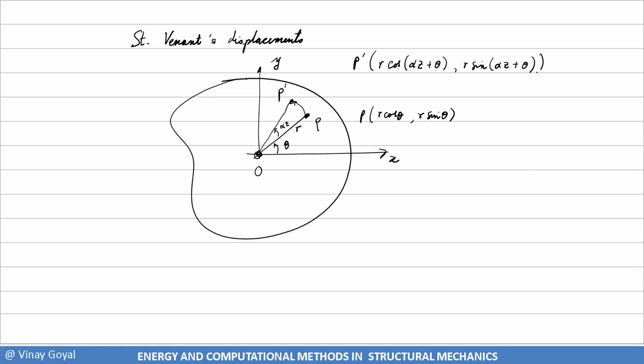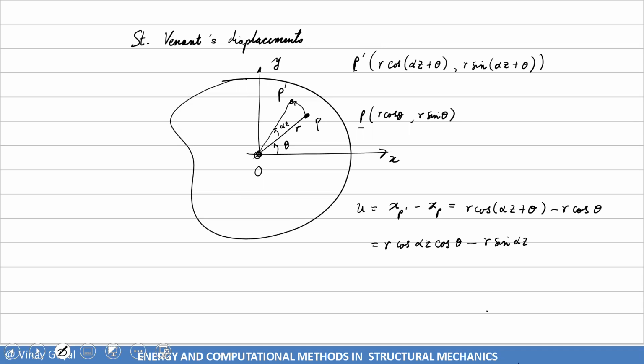So therefore, the deflection, how much deflection I had, really depends on how point P moved to P prime. And that's simply a calculation that we can do very easily. That's whatever coordinates I have at point P prime minus the coordinates at P. And I know what that is. That's R cosine of alpha z plus theta minus R cosine theta. And I can expand that a little bit. So let's expand that.